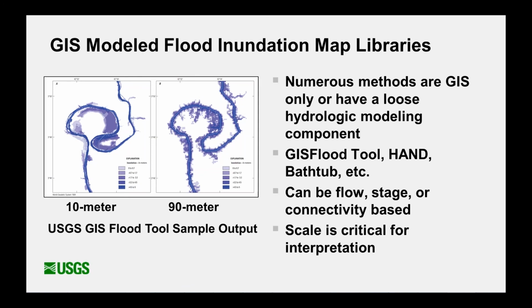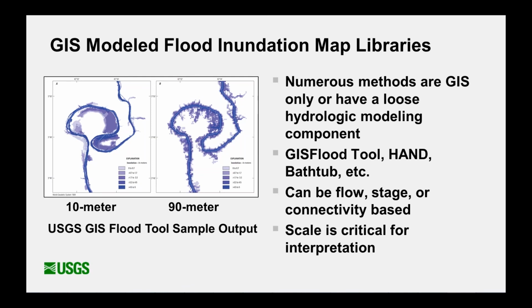When you do use these types of libraries, and we'll talk about use in a second, scale is critical for interpretation. The one on the left is made with a 10-meter library. The one on the right is a 90-meter, and they obviously have very different uses. For global flood scale, this can work terrific.